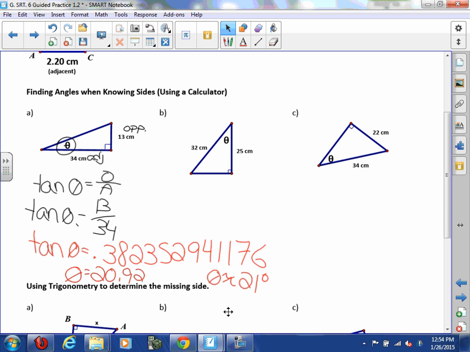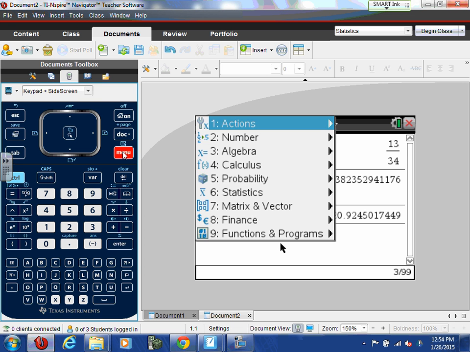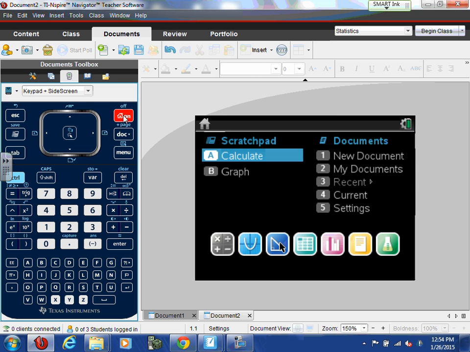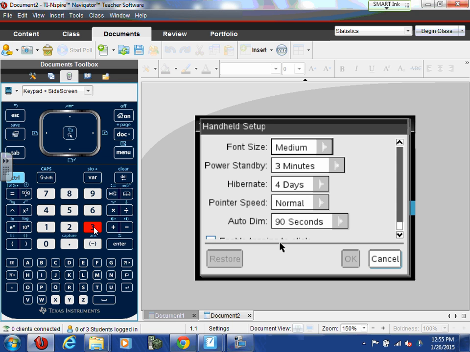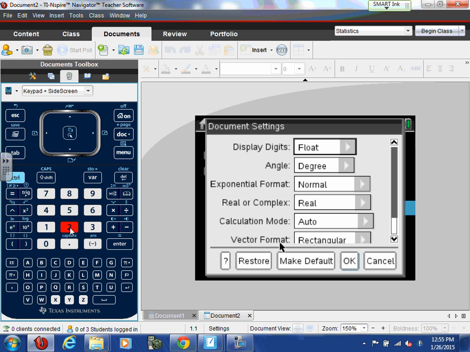Everybody else got it. So now let's look at a couple things. Go to your calculator. Go to your menu. No, sorry. Go home. Not real home. Go to settings 5. Go to the handheld setup 3. No, sorry. Go to settings 5 and go to document 2.